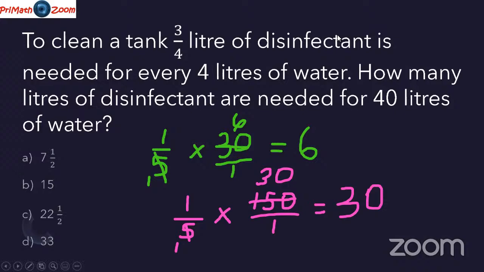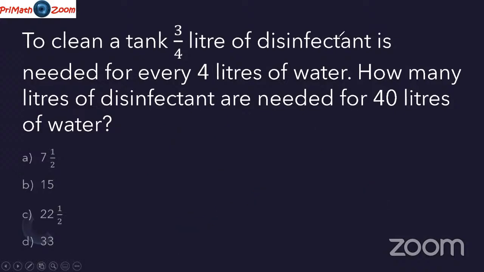So this question says, to clean a tank, 3/4 liter of disinfectant is needed for every 4 liters of water. How many liters of disinfectant are needed for 40 liters of water? So to clean a tank, we need 3/4 liter of disinfectant, because we have to think about this problem as a real problem.